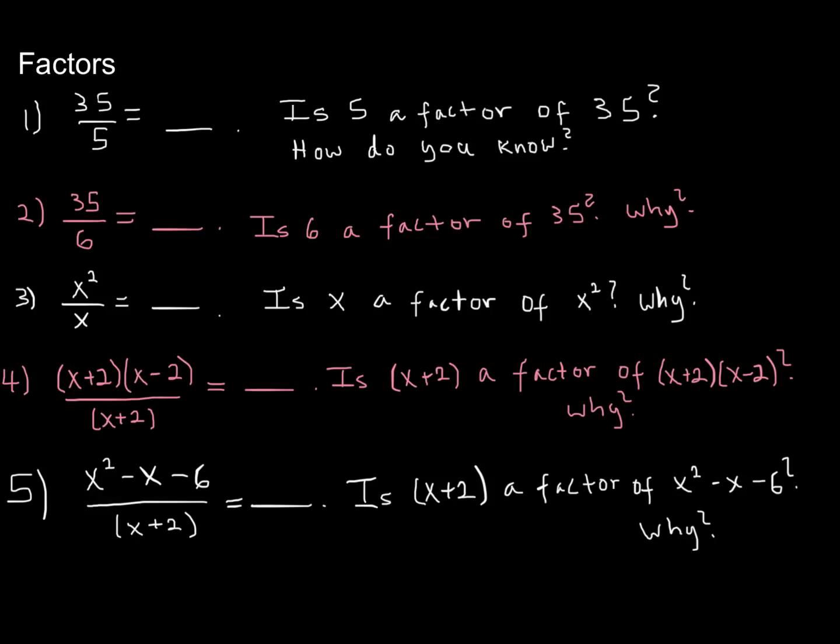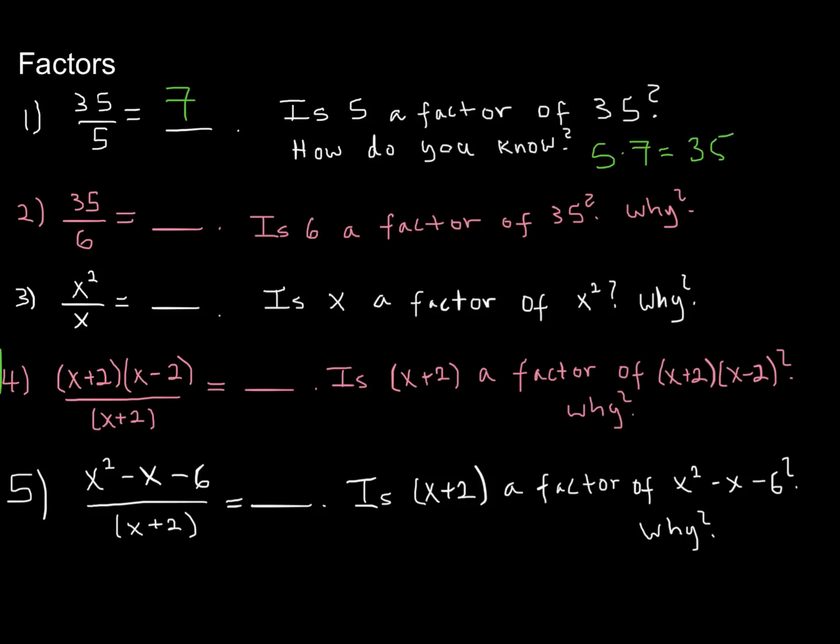So let's start with 35 divided by 5. That is 7. And that tells you that 5 is a factor of 35. Why? Well, because 35 has 7 fives in it. It has a whole number of fives in it. In other words, we can write 5 times 7 equals 35.